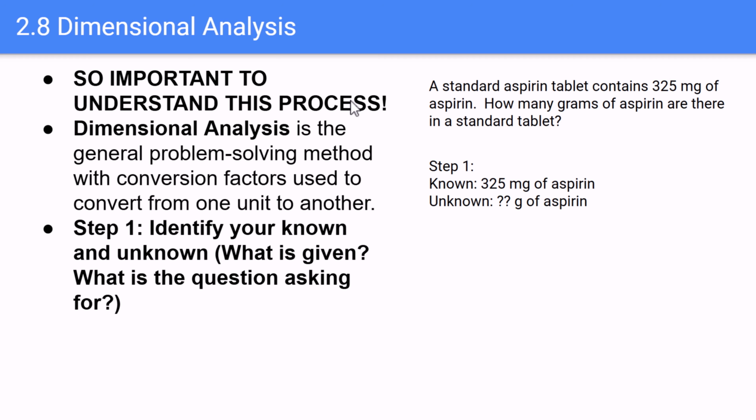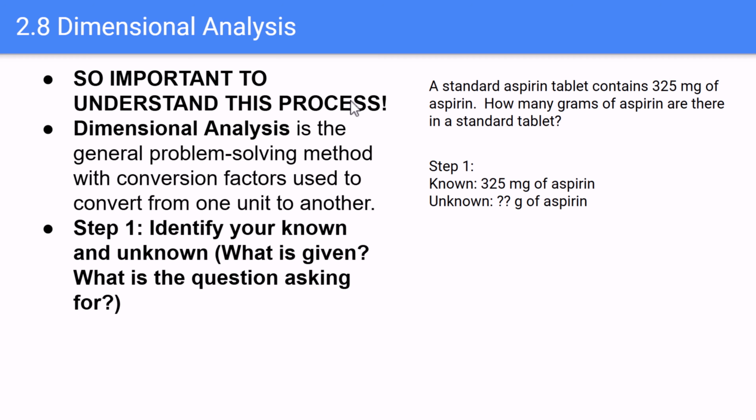So I have a question up here in the top right. It says a standard aspirin tablet contains 325 milligrams of aspirin. How many grams of aspirin are there in a standard tablet? So the first thing that we need to do here is find our known and then find our unknown from that. The known is 325 milligrams of aspirin, and our unknown is how much that quantity is in grams. So the first step with any of this is to identify what is given, your known, and what the question is asking for, which is your unknown.